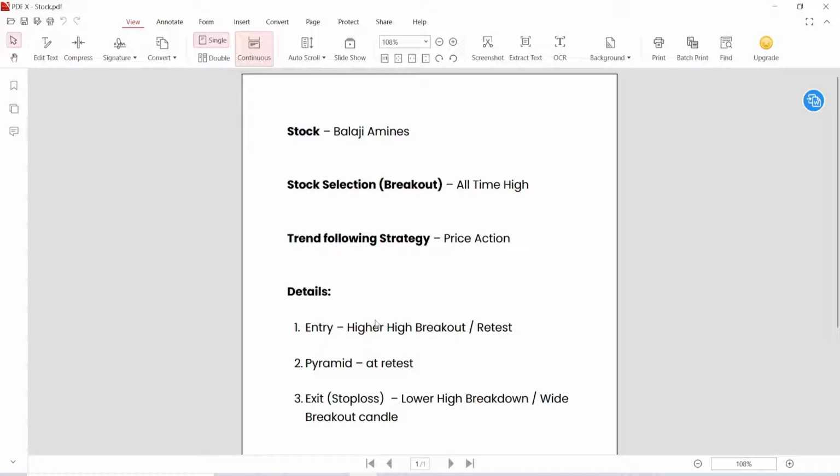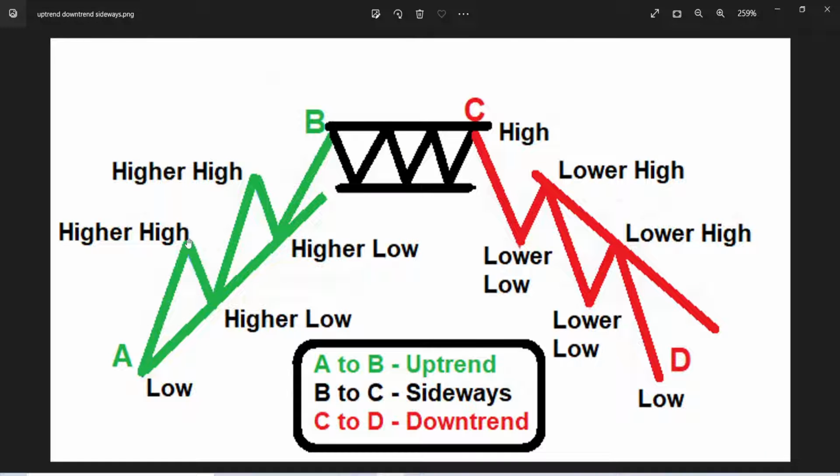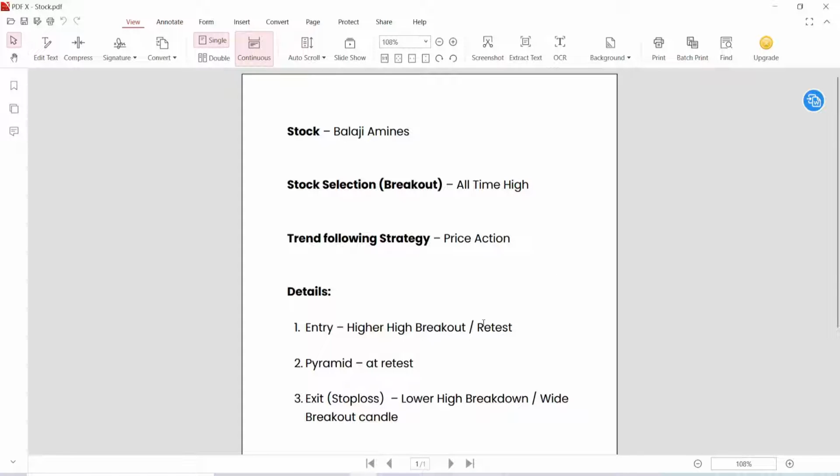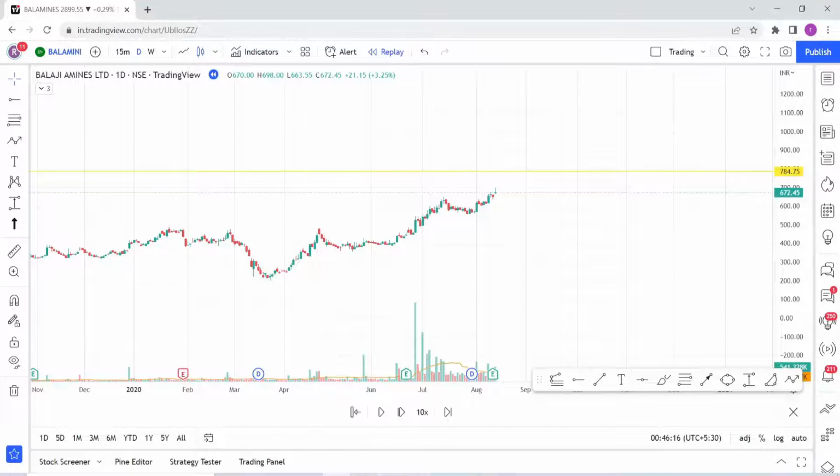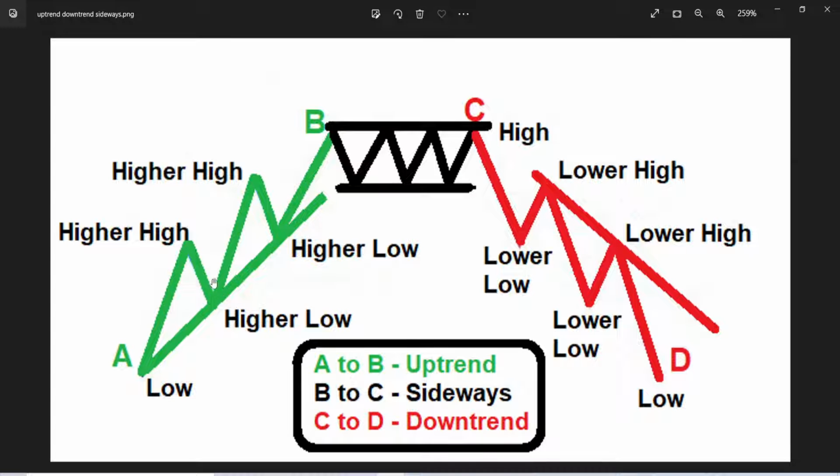The details of the strategy: we would make an entry when there is a higher high breakout. As we see in this image, we are seeing the higher high, right? Whenever the higher high breaks out, that is when the trend is initiating. So we would make an entry there. And pyramiding is an optional step. Pyramiding means when you are completely confident of the structure of the stock, you can add more.